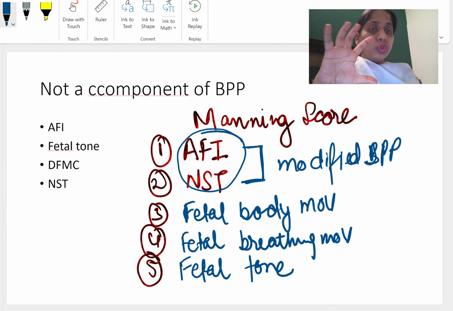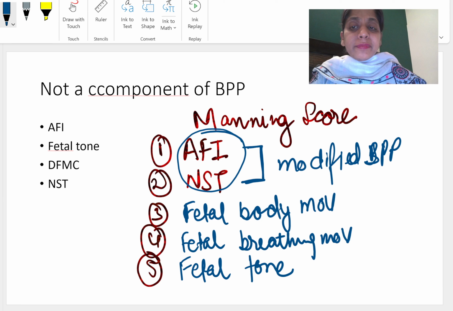The two components you have learned are AFI and NST, and the other components are fetal body movements and fetal breathing movements. So two movements, one is body movement and another is breathing movement, and in the last it is tone. So I don't think it is confusing or difficult to learn. Okay, so here the answer is DFMC. DFMC means daily fetal movement count. Because NST is a component, AFI is a component, and fetal tone is a component. So here you have to know that AFI and NST is the modified biophysical profile or Manning score, and fetal body movement, fetal breathing movement and fetal tone, all these 3 are fetal components.